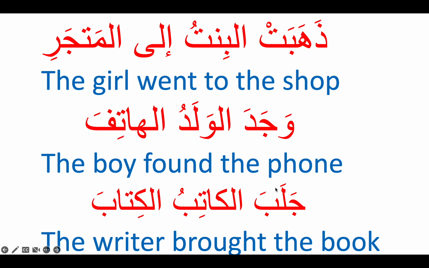Next one. جلب الكاتب الكتاب. The writer brought the book. So جلب is the verb to bring. الكاتب, the writer, this is the subject in a verbal sentence, is in the nominative case as indicated by the dhamma. And then الكتاب, this is the object, book, and it has the fatha on top because it is in the accusative case because it is the object of the verb.